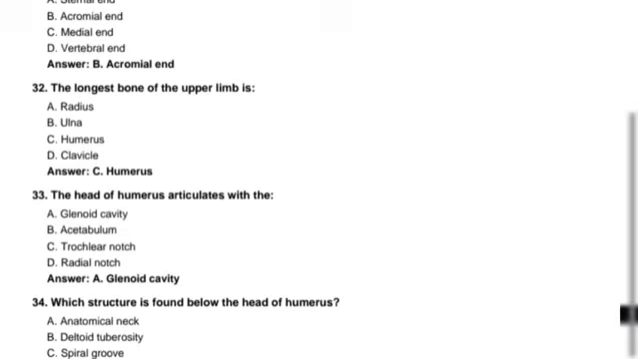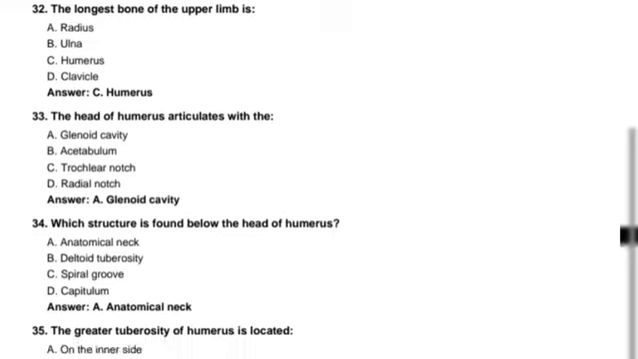Question number 31. The lateral end of clavicle is called the option A. Sternal end. Option B. Acromial end. Option C. Medial end. Option D. Vertebral end. The right answer is option B. Acromial end.